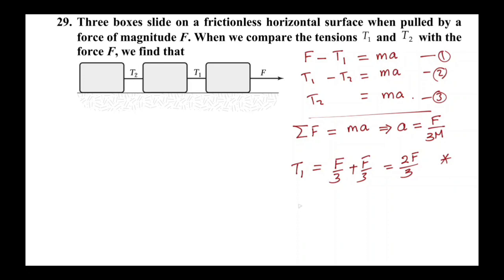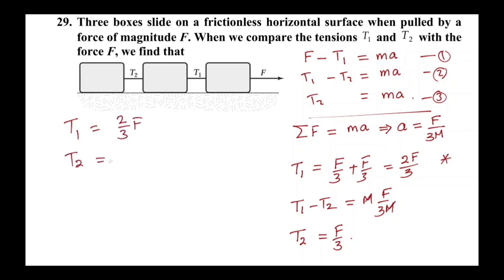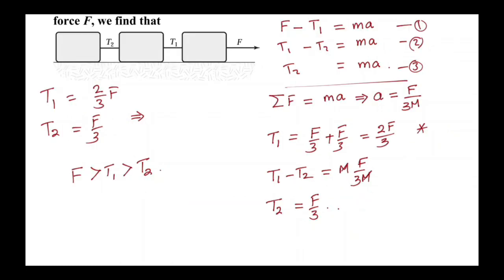And T1 minus T2 equal to MF over 3M, mass with mass here. T2, it's equal to F over 3. So if we just rearrange them, T1 equal to 2 over 3 F, T2 equal to F over 3. So when we compare them, F is actually greater than T1, which is greater than T2. That's it. Thank you for watching.